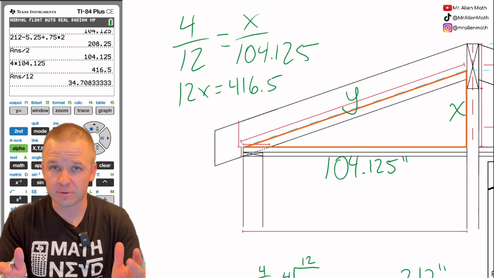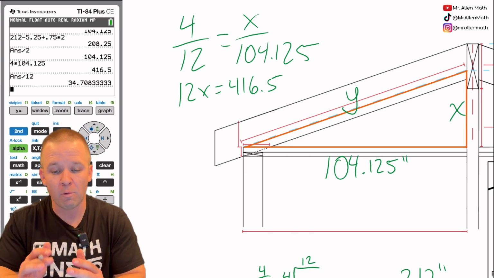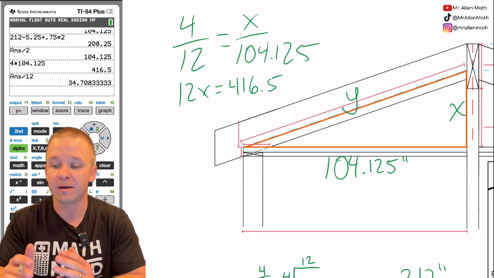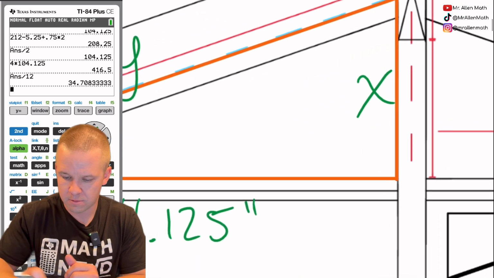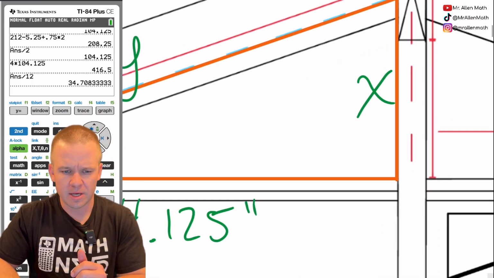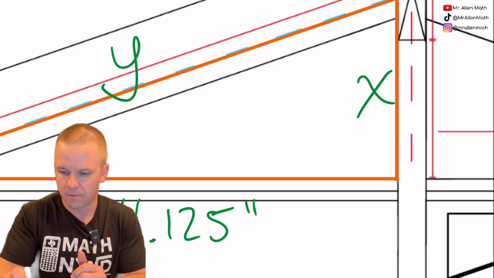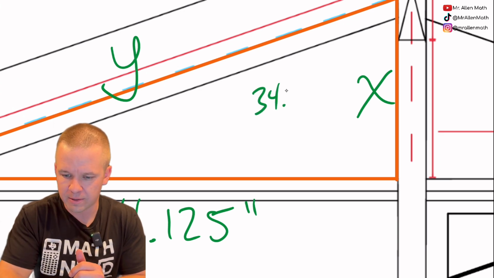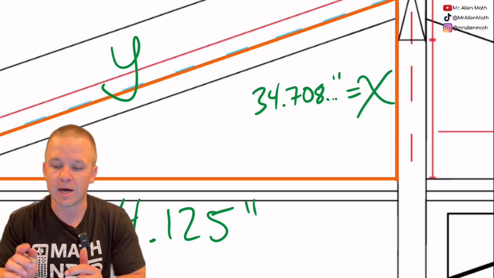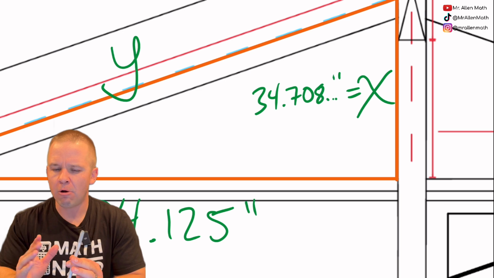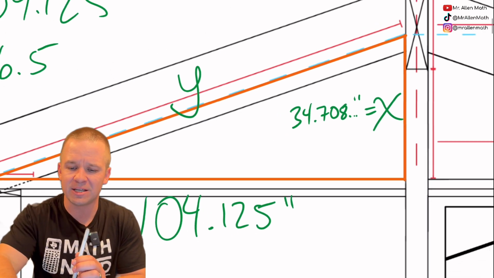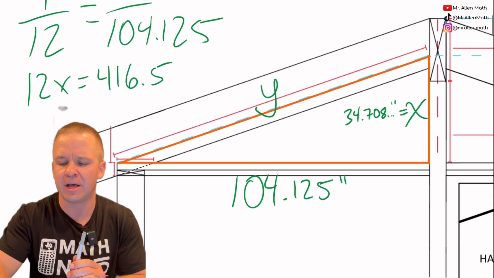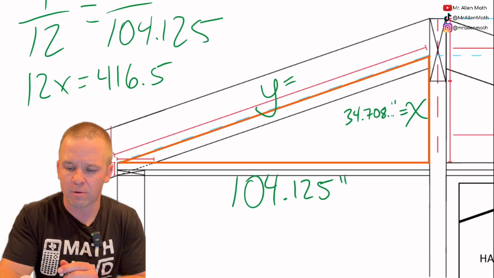34.708. Now, what are my units right now? Well, since I'm mathing with the 104.125, we are in inches, all right? So 34.708 and change inches is my x value, okay? Now, how am I going to get my rafter length, my diagonal part right there? That's going to eventually lead to me figuring out my rafter length. So let's figure that out as well right now while we're in this whole triangle.